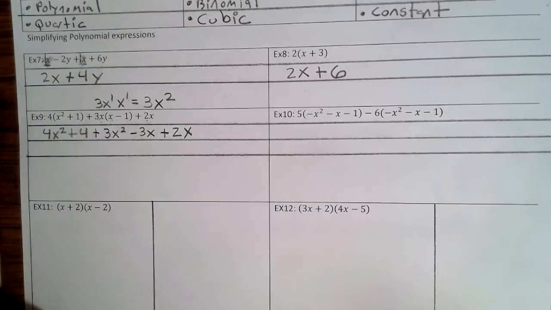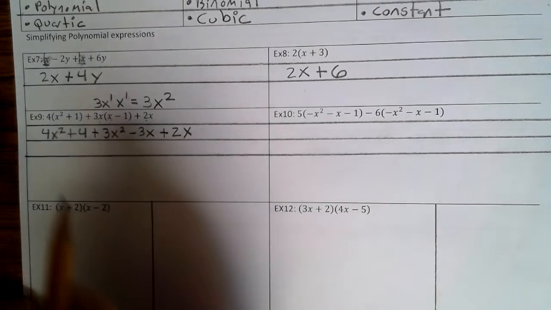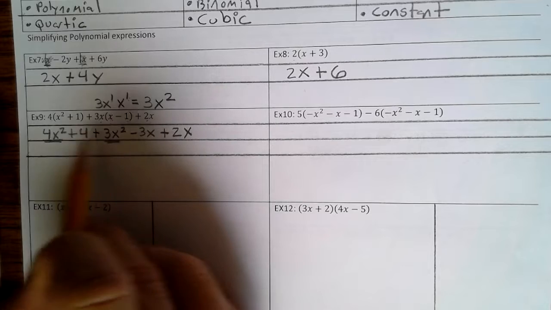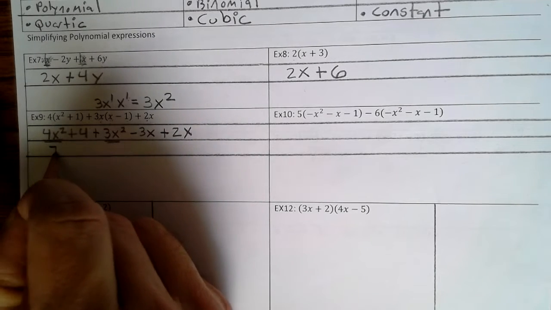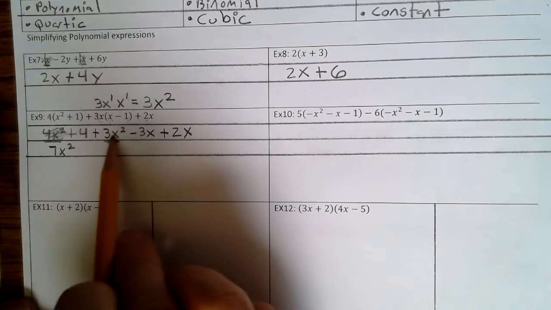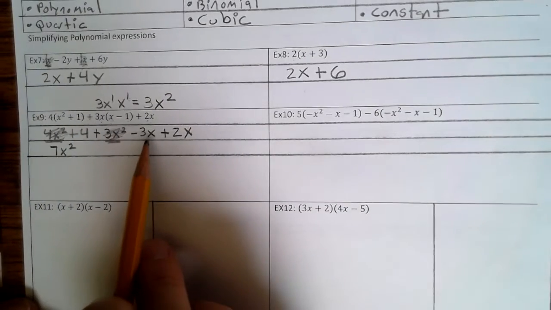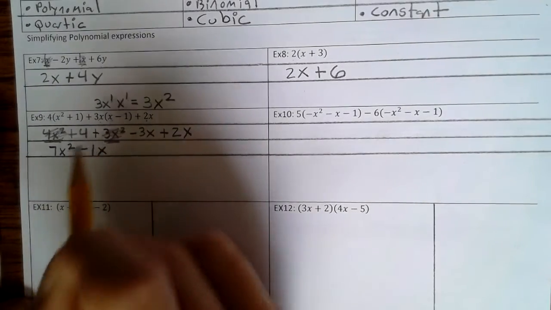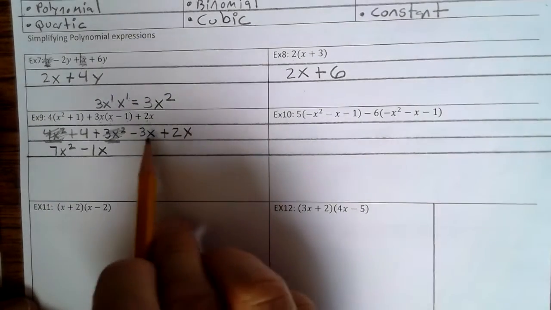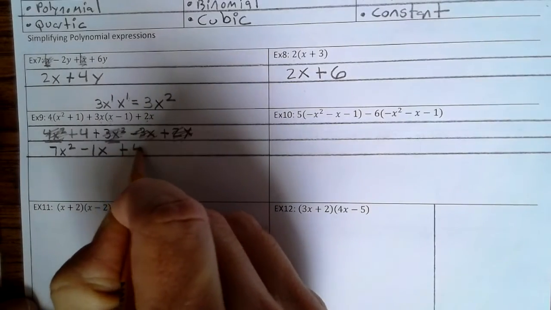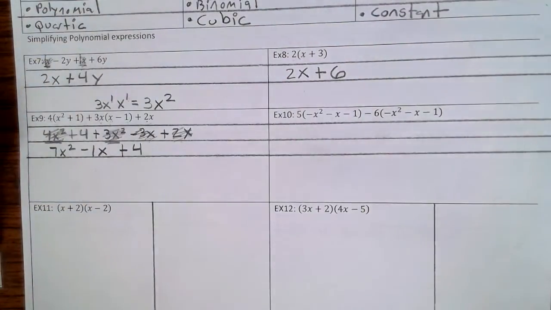Okay? All right, now we're going to combine like terms. So remember, highest exponent is first. We're going to combine the 4x squared and 3x squared, which is 7x squared. And once I've combined them, I'm going to mark them out so I can see what we have left. The next is the x's, so negative 3x and 2x is a negative 1x. And mark those out. We're done with those. And then plus 4.